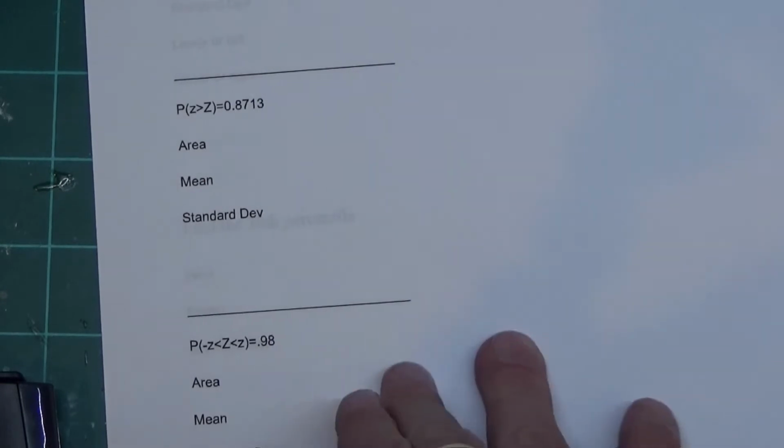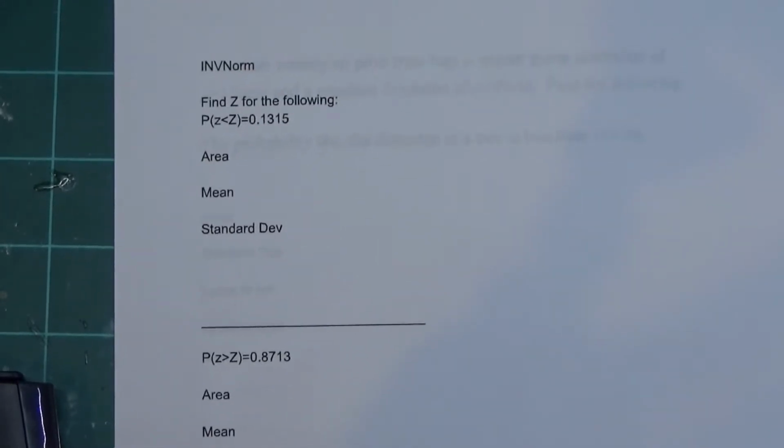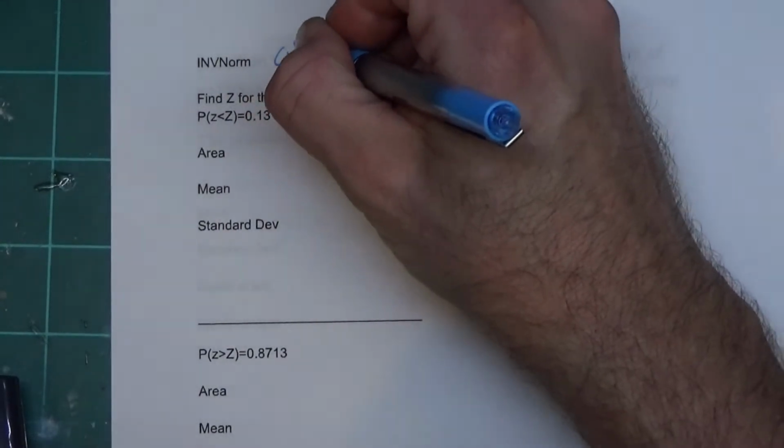So now we're going to deal with the second calculator command on this. It's called inverse norm. Now the inverse norm calculator command will give you a value of z when you feed it the area. This thing always shades left.